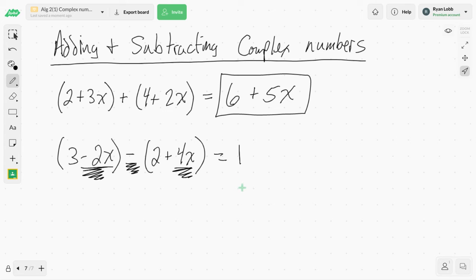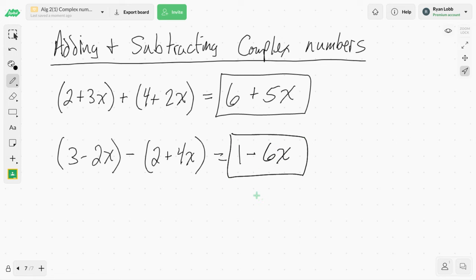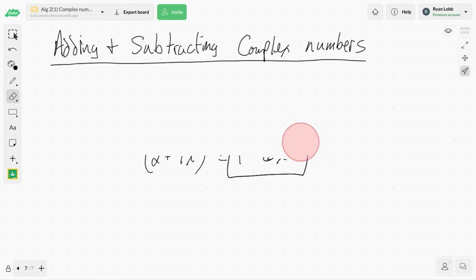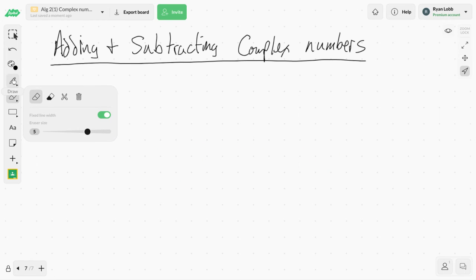Would be minus 6x, right? So algebraically, there's adding and subtracting, okay? That's not new, okay? No one have any problem doing that. And I went over that there because adding and subtracting complex numbers isn't really that much different at all, okay?